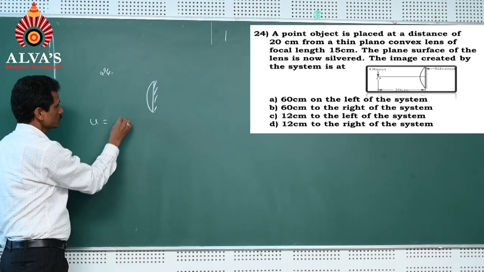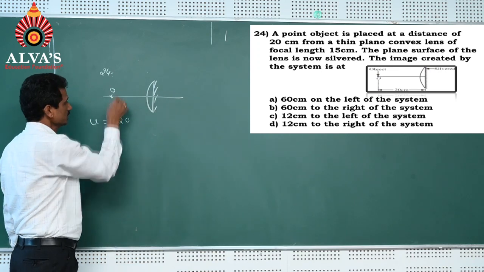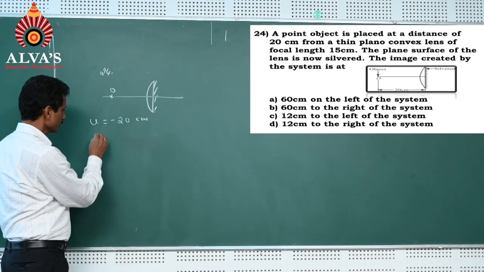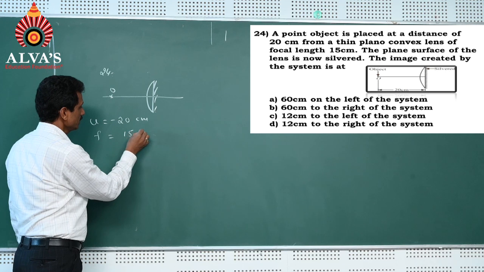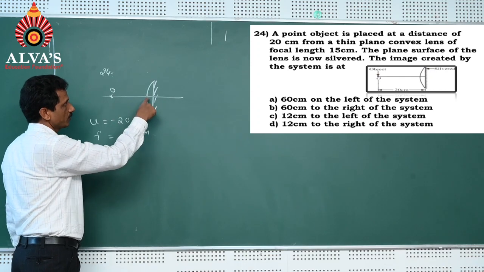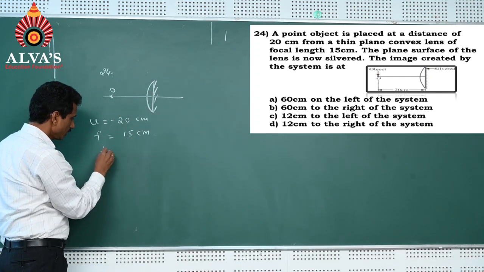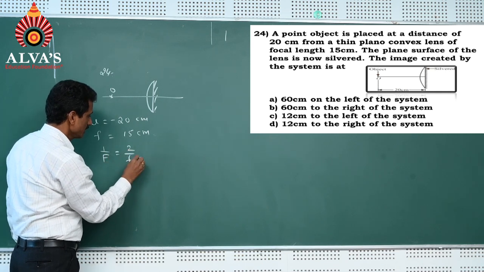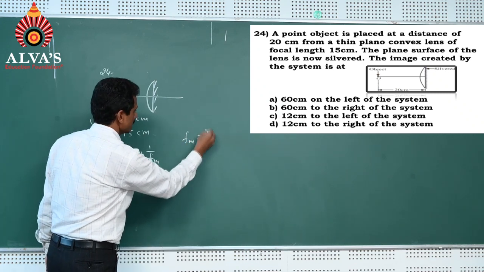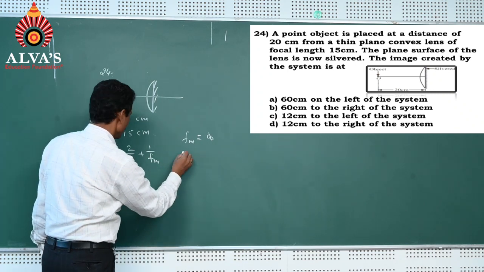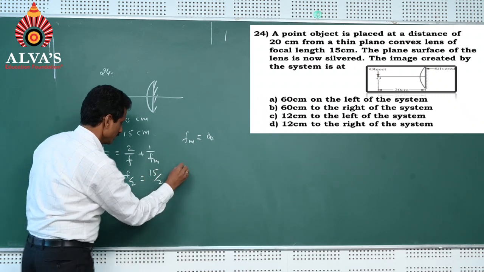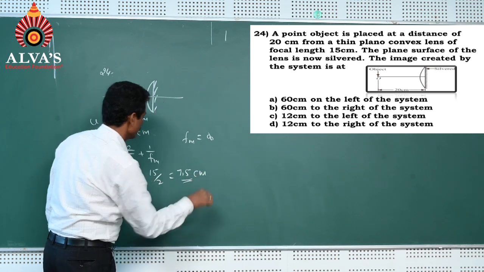Given object distance is 20 centimeter, like this is the object. Object distance is 20 centimeter, using sign convention, it is negative. And focal length is given 15 centimeter. Plane surface is silvered. Therefore, when the plane surface is silvered, it is a combination of lens and mirror. The equivalent focal length is given by 1 by f equals 2 by f plus 1 by fm. Focal length of the plane surface is infinity, so 1 by fm is 0. Then focal length of the equivalent combination is equal to f by 2. It is 15 by 2 is equal to 7.5 centimeter.